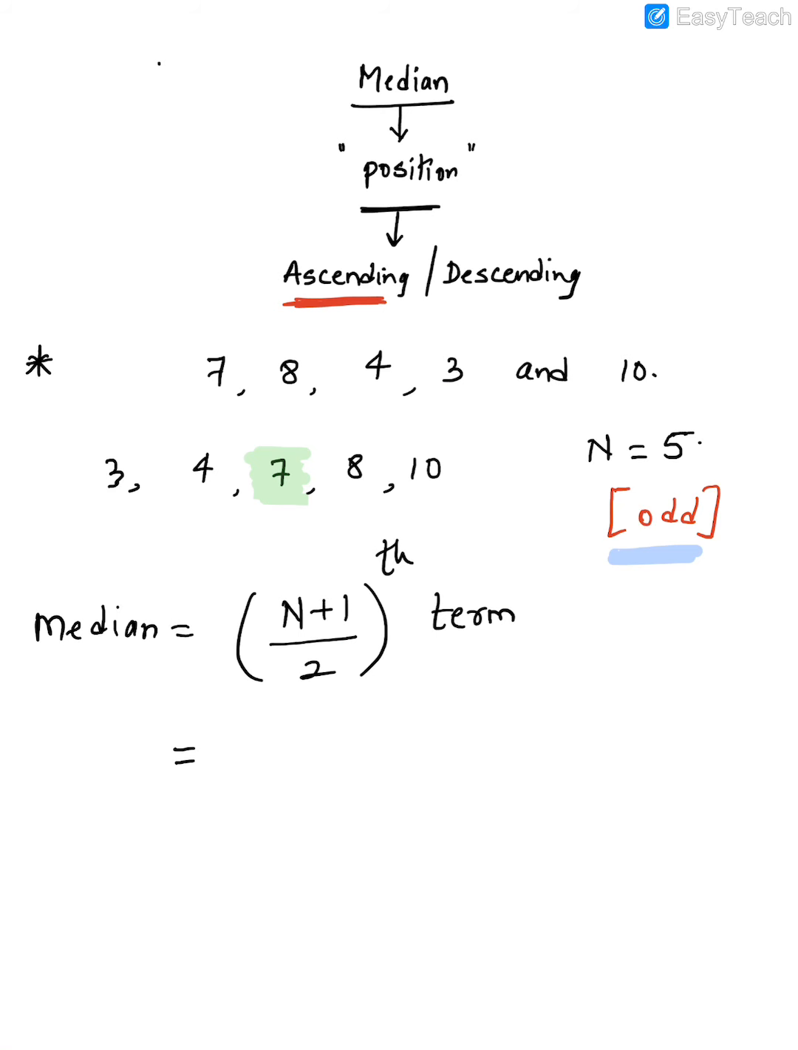I'll repeat once again: it is not that number, it is that particular term. What is n here? 5. So 5 plus 1 upon 2 term. 5 plus 1 is 6, and 6 upon 2 is 3. So your answer will be the third term. I'll repeat once again, guys: it's the third term, not 3. 3 is not the answer.